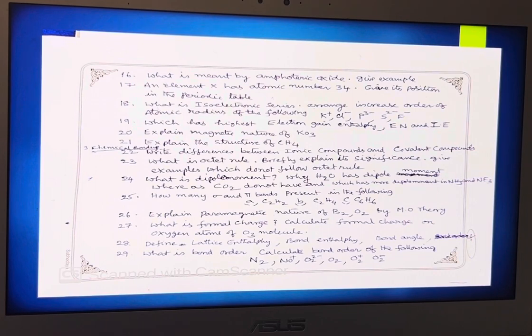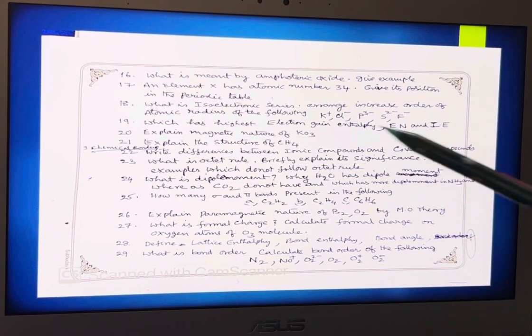1s2, 2s2, 2p6, 3s2, 3p6, 4s2, 3d10, 4p4. 4p4 means that it is the oxygen group, the oxygen family. So you have to write oxygen family, or you can write the 16th group, and 4s2 at the 4th period. So, you can write.